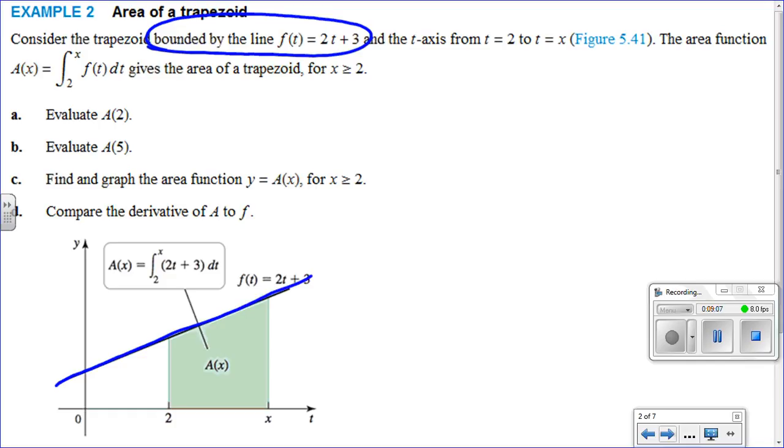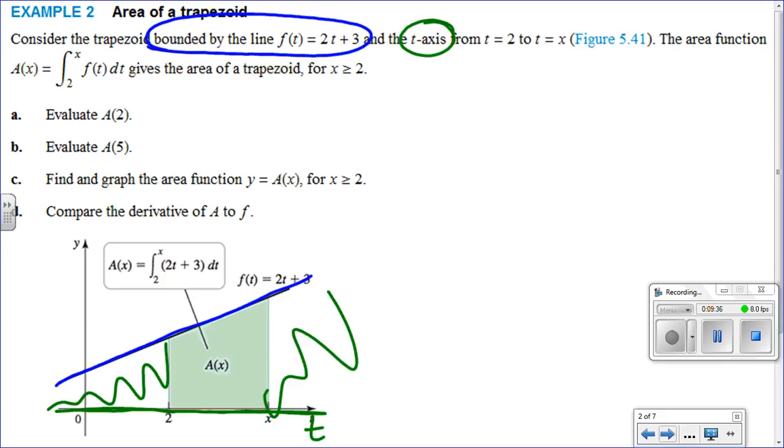And then the t-axis. Now, you guys notice instead of using x, we're using t, right? So, when we say bounded by the t-axis, you guys are going to see this a lot on those problems that we have to do next week for sure. So that's the t-axis, right? So then you look at the area from all of that, and they're setting our limits to go from t equals 2 to t equals x.